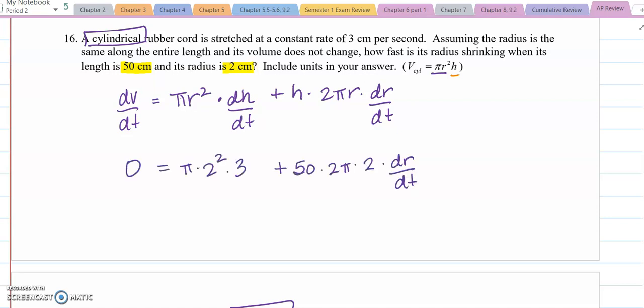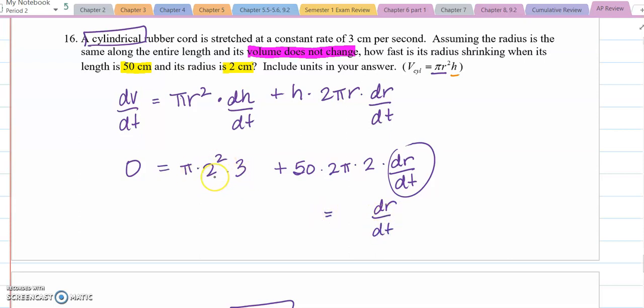All right, these are the values that I substituted. The text says that the volume does not change, so that means dV/dt is 0. And it told us the radius was 2, the length is 50, so that's the same thing as the height. And here again, we're left with the only thing we're trying to find. So now we just solve for dr/dt.